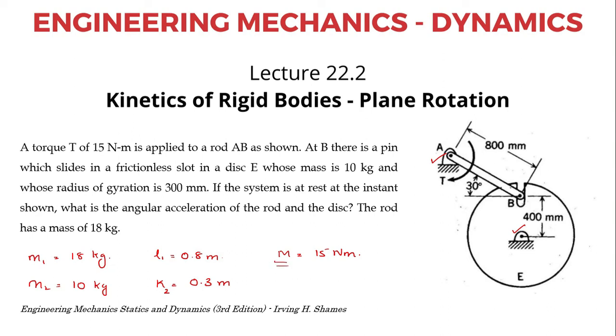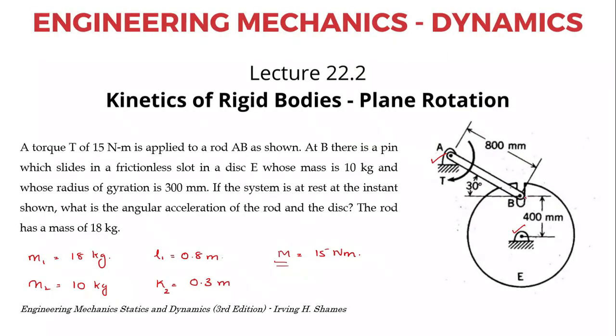Now, how do we solve this problem? We first draw the free body diagram of both of these bodies. The rod has a mass of 18 kilograms, so its weight will be 18 g. Now there will be reaction forces at both of these points. For the time being I call these Fx and Fy, and then at this end, the rod is in contact with the disc, so there will be a reaction at this end.